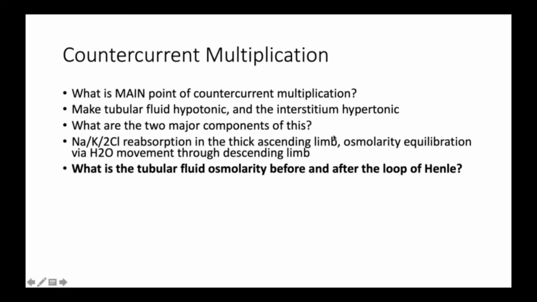So remember what we said: remember the exception, and everything else is the rule. The exception is everything from the distal convoluted tubule onwards, and the interstitium. But the rule is that everything is isotonic in your body. Everything. We're excluding sweat because it's not inside. Everything is isotonic, except for after the loop of Henle and the interstitium of the renal medulla. So before the loop of Henle, the tubular fluid is what? Isotonic. It has to be.